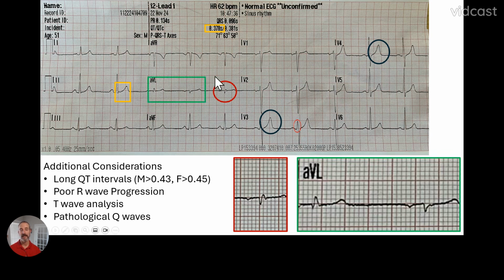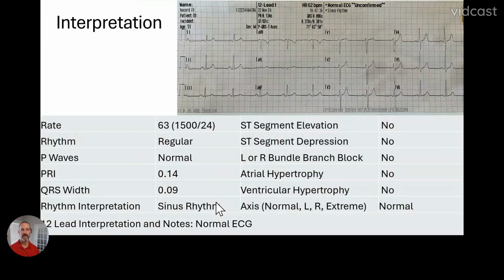In addition to that, because it's AVL, you look at lead V1, there's no Q wave there. And then you look at V5 and V6, kind of the same deal. So make sure that you're looking at the 12 lead in totality when you are considering any of those factors that might be involved with pathology.